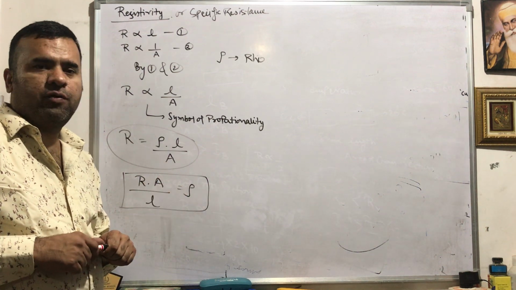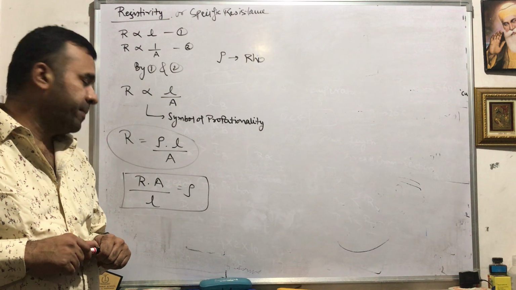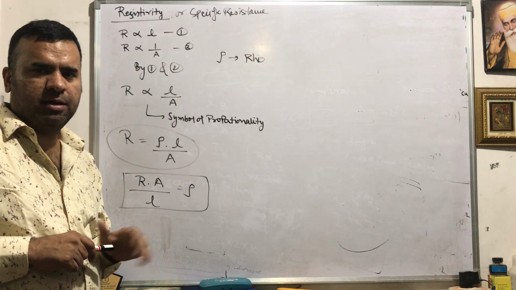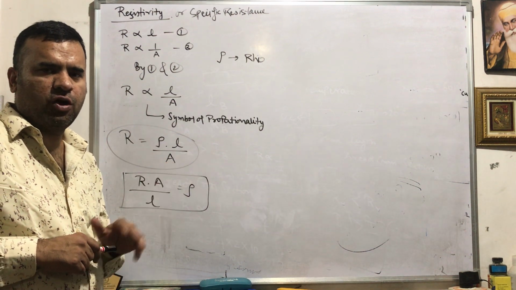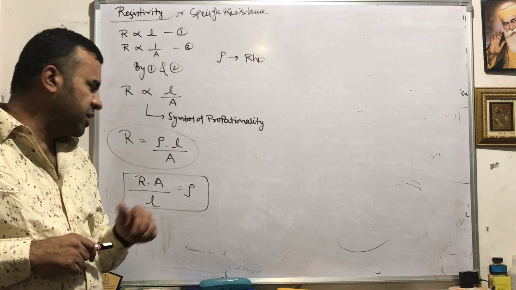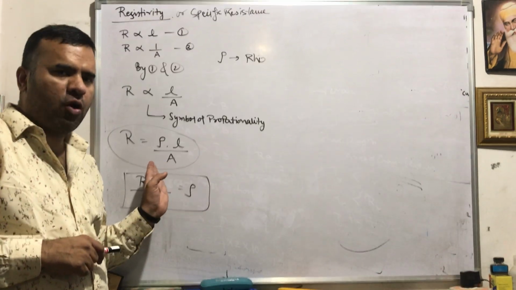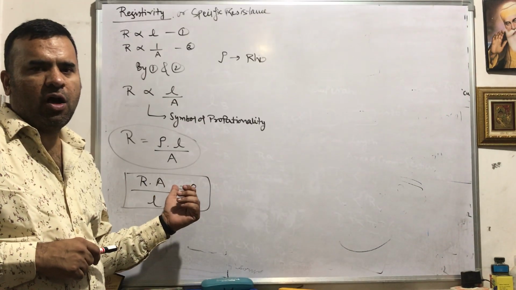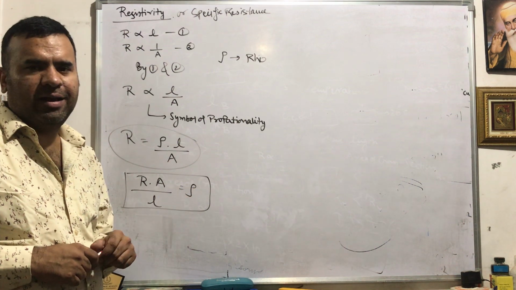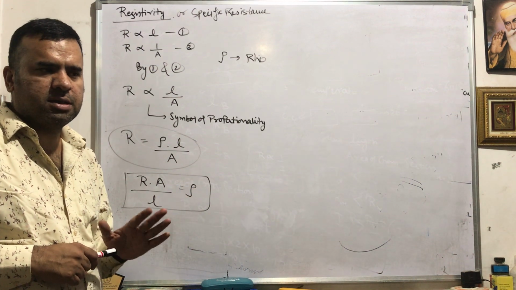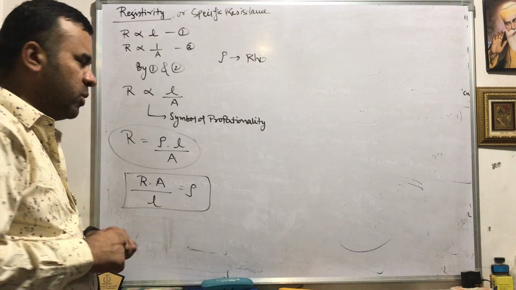We have rho is equal to R into A upon L. Right, this is the formula. Now the definition of resistivity. The definition says that resistivity can be defined as the ratio of the product of resistance and area of cross section to the length of the conductor. This is the simple definition according to this formula.